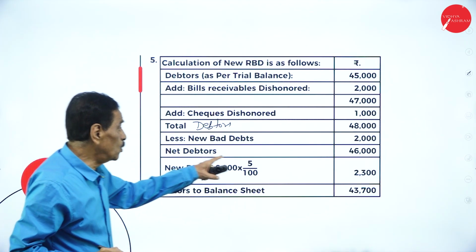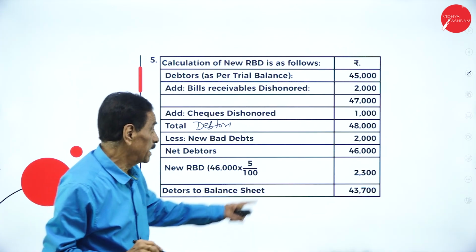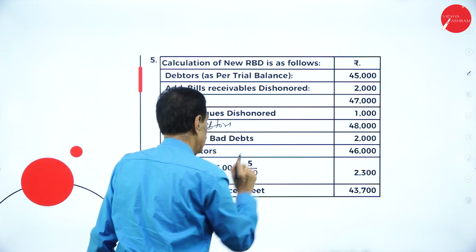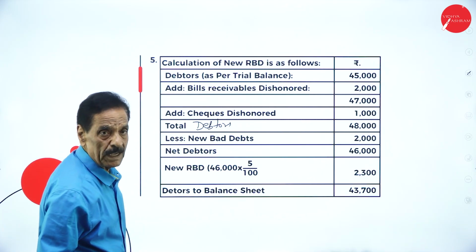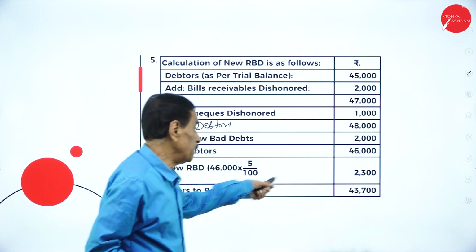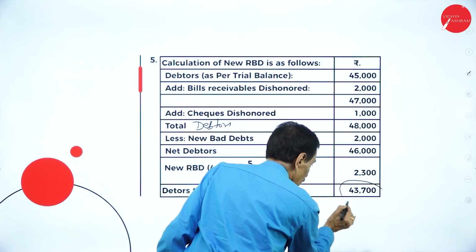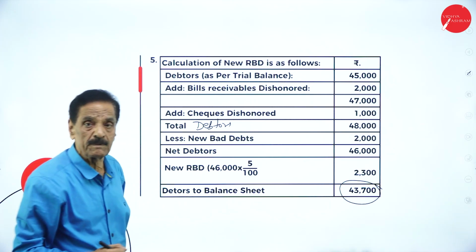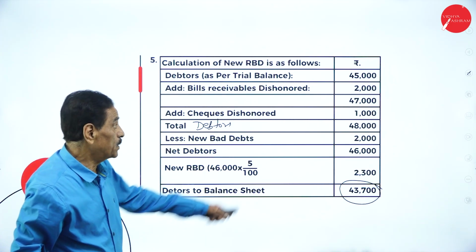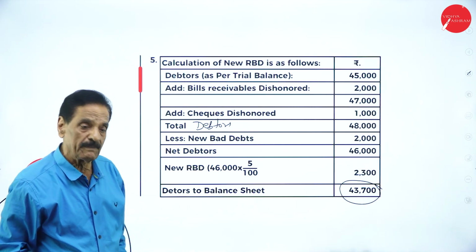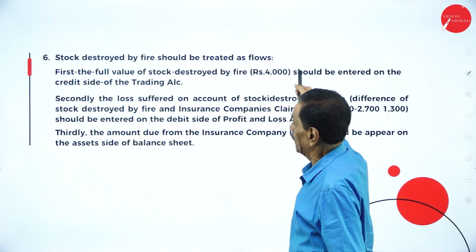Then less new bad debt given in the adjustment, deduct. It becomes 46,000. On that new debtors, you have to calculate 5% RBD. 5% is 2,010. So this is the amount shown on the asset side of the balance sheet as debtors. Instead of 45,000, how much money you have to show now? 43,700.